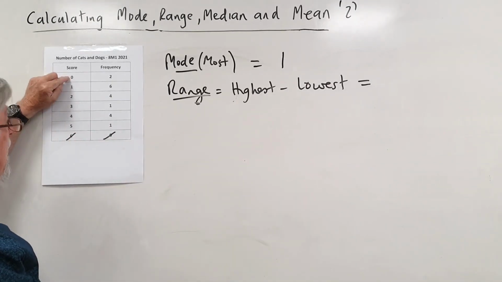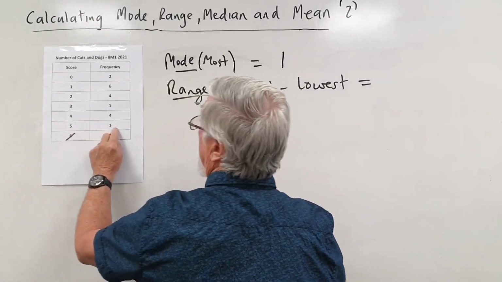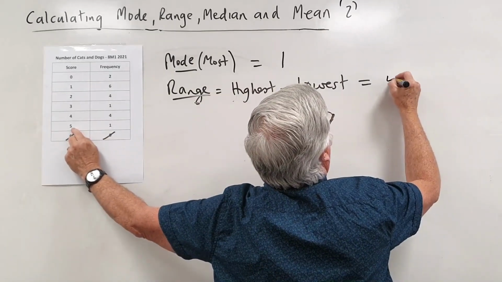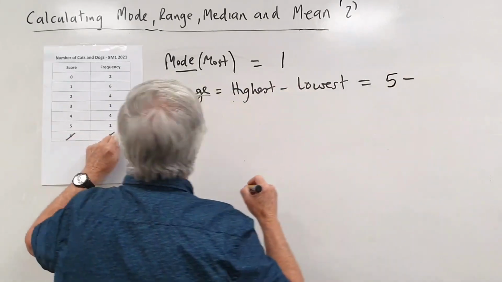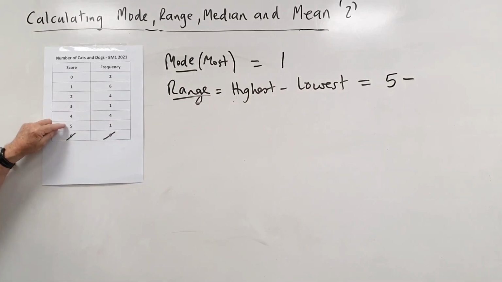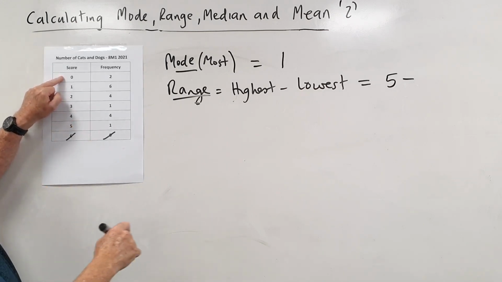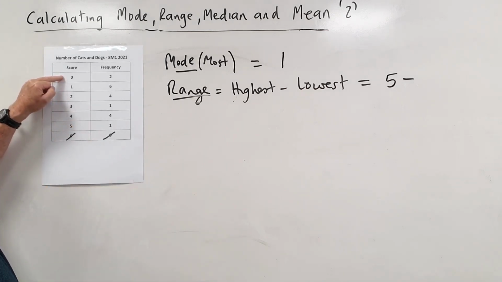So go back to this one here. The highest score then becomes 1 family had 5 dogs and cats. So that was a 5. It's not a 1. So the biggest number of dogs and cats in any of the families in my class on that day was 5. That's the biggest. So if you want to write biggest and smallest, or largest and smallest, whatever you want to call it.